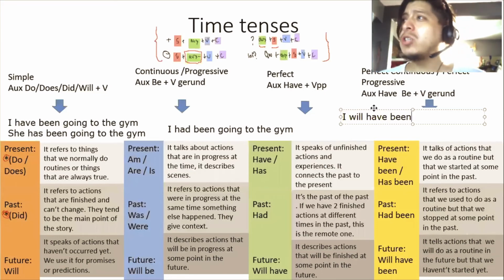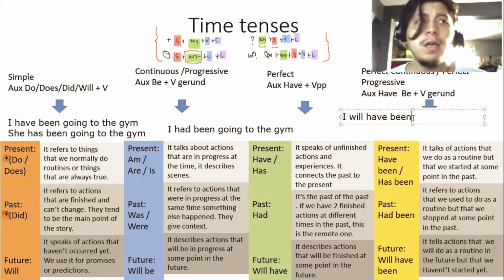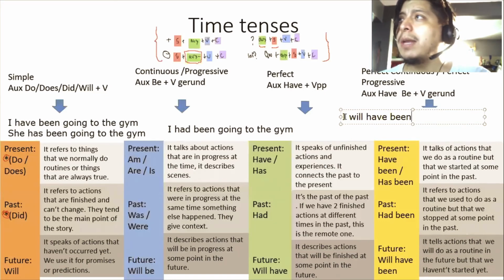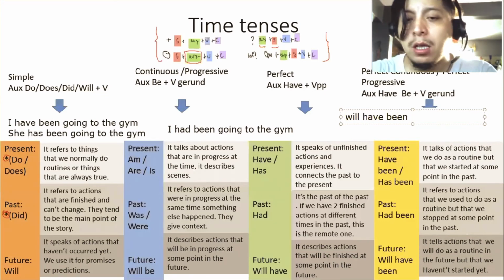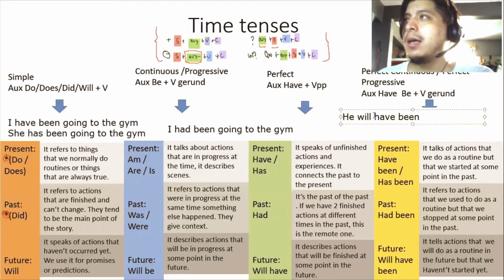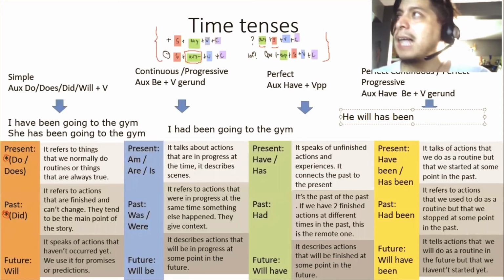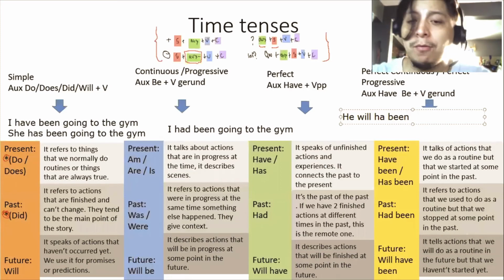Yeah? This auxiliary is 3 words long. It is always will, it is always have, and it is always been. Remember that after will, the verb is always in the base form. So even if you have the third person, if you say he will have been, it is always will. Remember, never wills. The future doesn't have that, and never has. Because after will, the verbs are always in the base form.